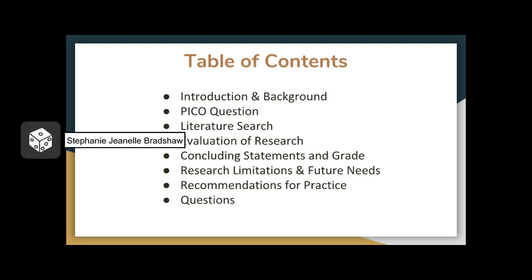Throughout this presentation, we will be going over the introduction and background of type 2 diabetes and ketogenic diets, our PICO question, the literature search that we did to find our original research articles, the evaluation of those articles, our concluding statements and grade, and then research limitations and future needs, as well as the recommendations for practice.